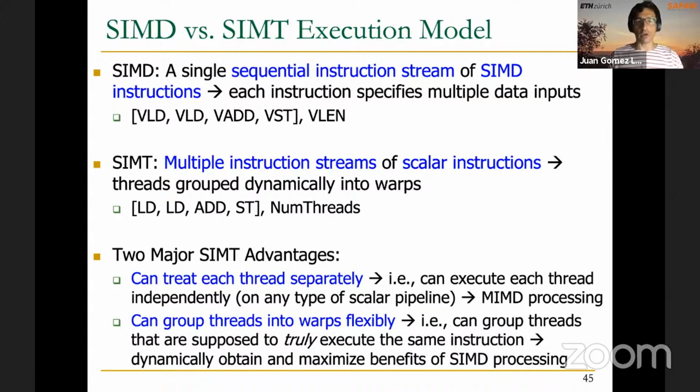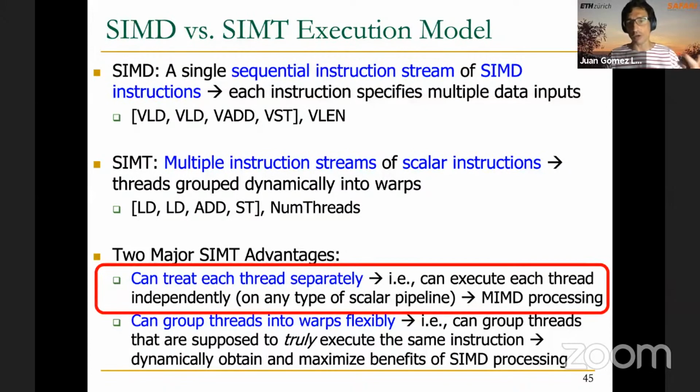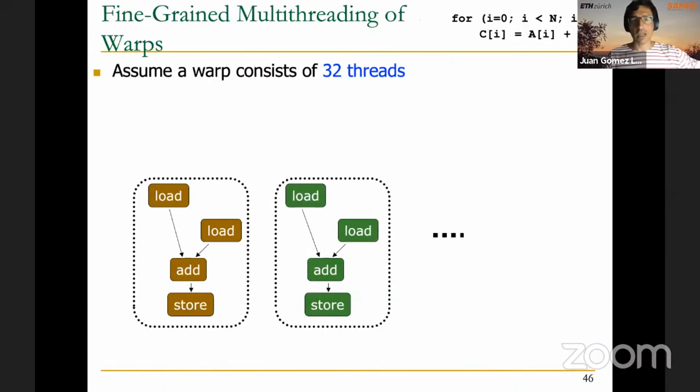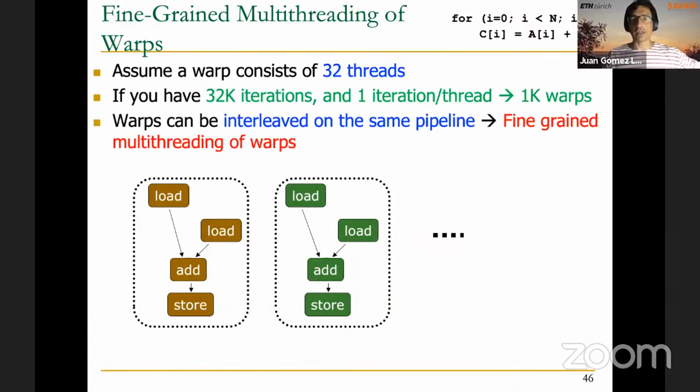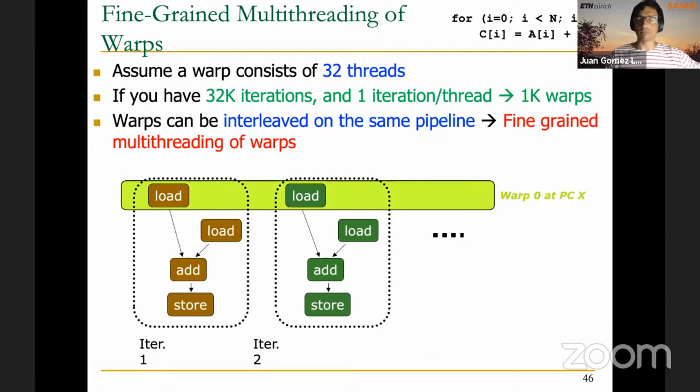And one other advantage is that the threads can be grouped flexibly, and this is going to allow conditional execution, as we will see in later slides. But let's first talk about the first advantage. Each thread can be treated separately. Recall the idea of the vectorizable loop that we have just analyzed.